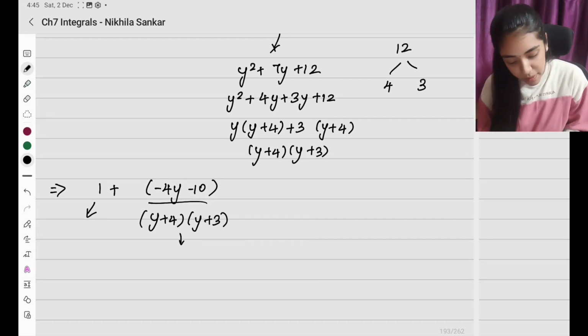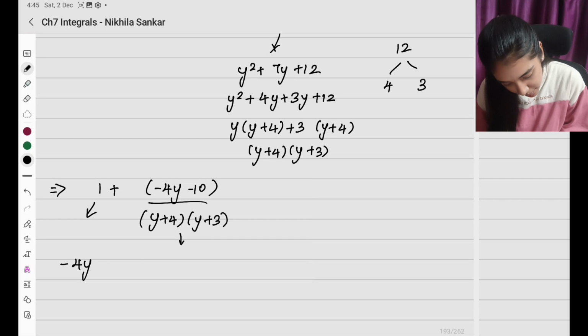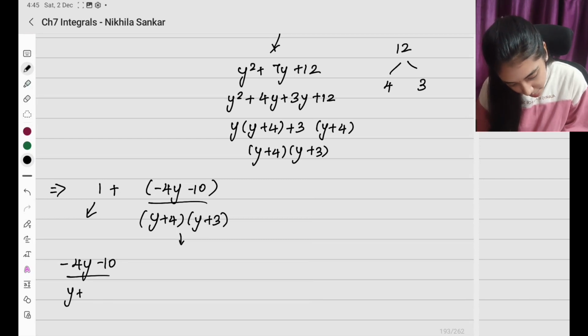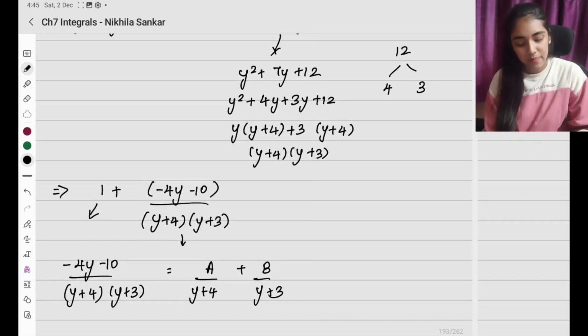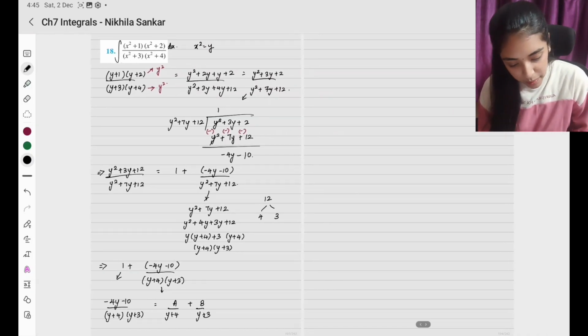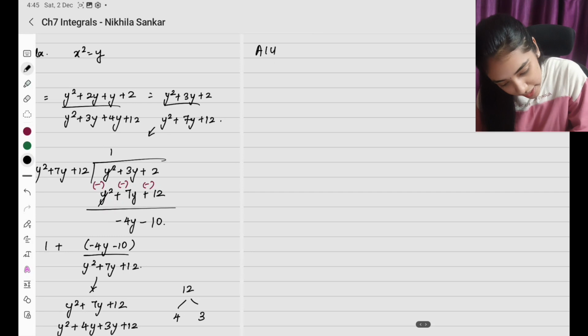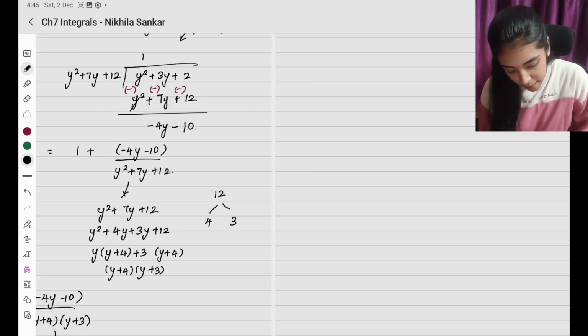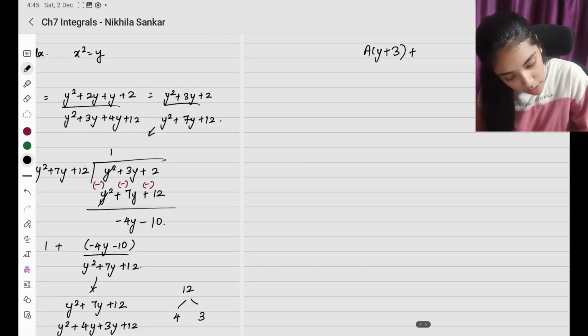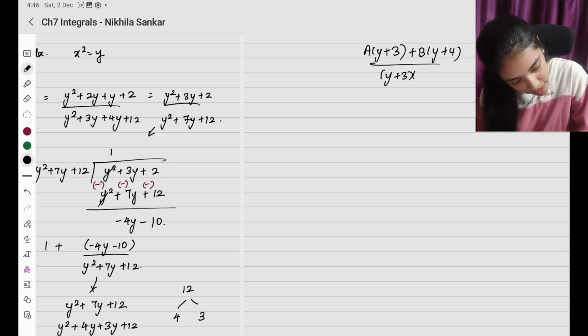For this, partial fractions. So I again have to split minus 4y minus 10 divided by y plus 4 times y plus 3 equals a divided by y plus 4 plus b divided by y plus 3. So when I take the LCM, I have a times y plus 3 plus b times y plus 4, divided by y plus 3 times y plus 4.